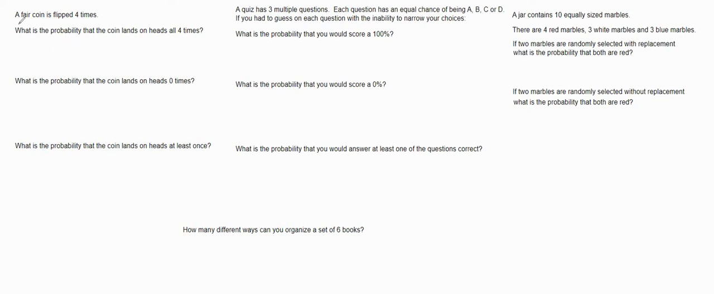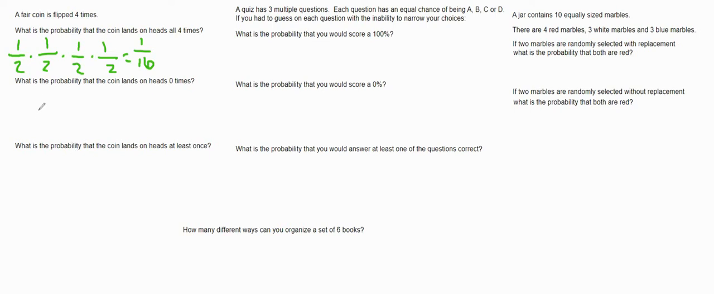So to start with the top left, a fair coin is flipped 4 times. What is the probability that the coin lands on heads all 4 times? Well, the probability that it lands on heads the first time is 1/2. We're not going to consider the small chance that it does land on its side. We flip the coin again, and the probability is still 1/2. And we're going to do that 4 times. So 1/2 times 1/2 times 1/2 times 1/2 is 1/16.